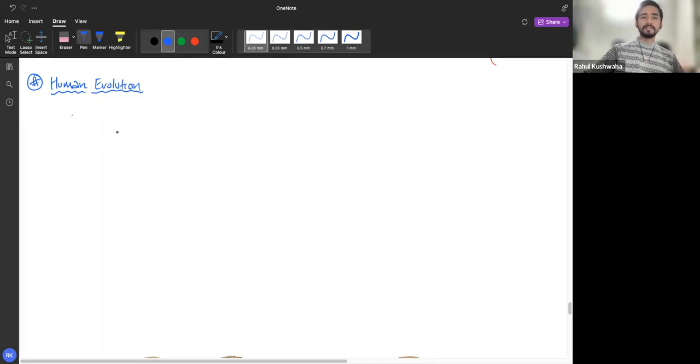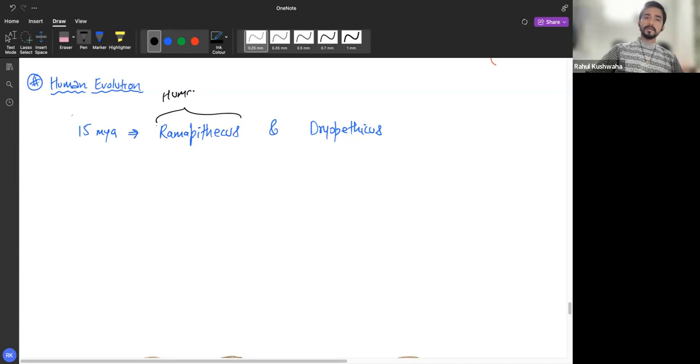Somewhere around 15 million years ago, there were two different kinds of groups of animals existing, and we have their fossil records through which we know that they existed. We now name them Ramapithecus and Dryopithecus. So the interesting thing is that Ramapithecus were more human-like in their characteristics, and Dryopithecus were more ape-like.